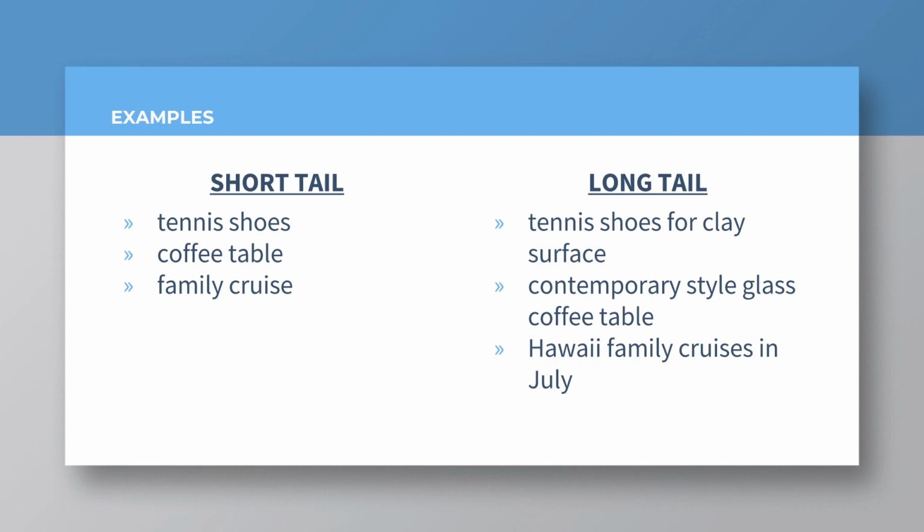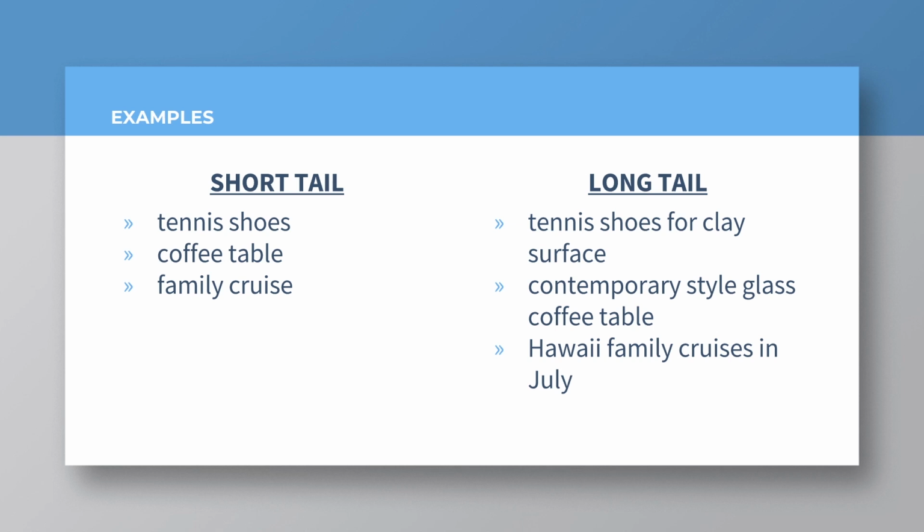And here are some examples between the short tail keywords and long tail keywords. So over on the left you have things like tennis shoes, coffee table, and a family cruise. Where over on the right you have tennis shoes for a clay surface, a contemporary style glass coffee table, and Hawaii family cruises in July.